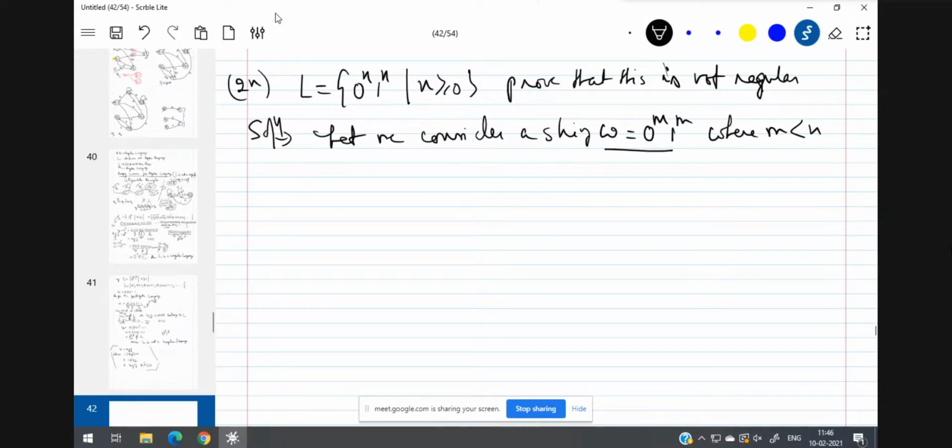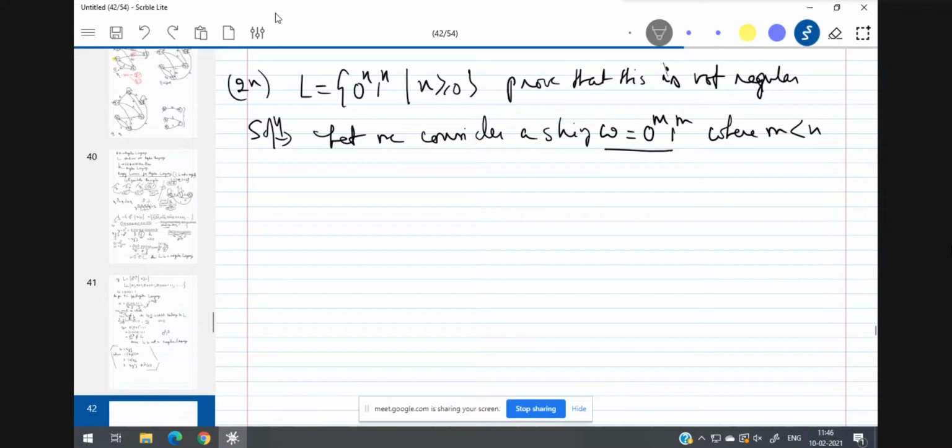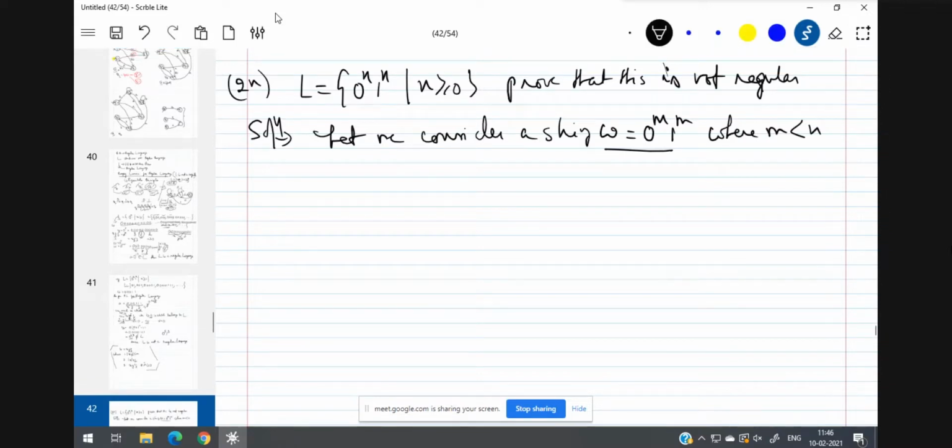M is less than n. It means W is a part of this language. Don't get confused. If you are confused, go back to that previous example and check by yourself. Now, W, we need to split it up into three parts. How am I going to split it?